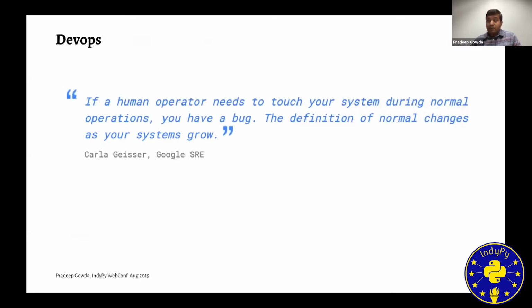And then of course, the whole software world runs, or at least desires to run, on the DevOps model, wherein the developers and the operations team work in tandem. They support each other, so that our applications run forever, as long as they need to run, and at the quality of service that makes our customers happy. One of the important considerations in the DevOps world is: if a human operator needs to touch your system during normal operations, you have a bug. The definition of normal changes as your system grows. When you have 100 users, how your system behaves may not be sufficient when you have, let's say, 5,000 users. So this is an important criterion to keep in mind when we talk about the purpose of DevOps.